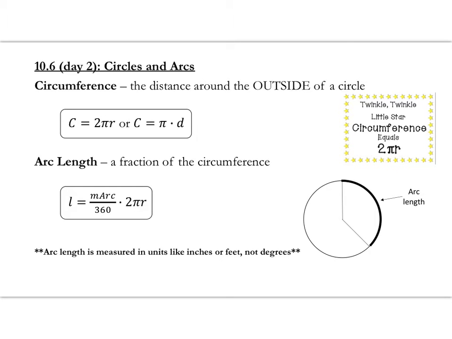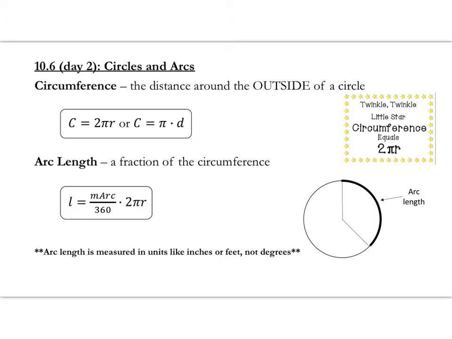Alright guys, this next day is now talking about the length of things. So the first thing we have is something we've already talked about, but it's been a while, is circumference. Circumference is the distance around the outside of the circle. So if you were to measure the whole outside of a circle, that's what circumference measures.